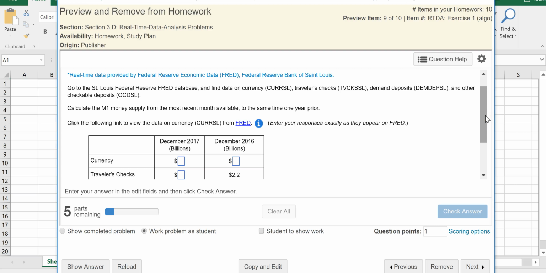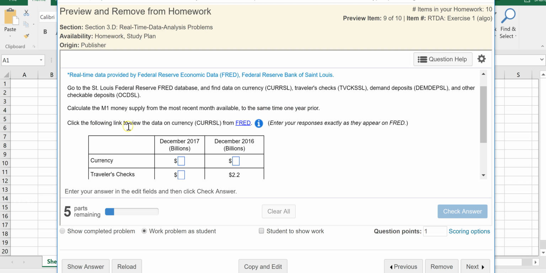This is question number 9 of homework 3. Go to the St. Louis Federal Reserve FRED database and find data on currency, traveler's checks, demand deposits, and other checkable deposits. So these basically are the 4 components of the M1 money supply. So calculate the M1 money supply from the most recent month available to the same time 1 year prior.